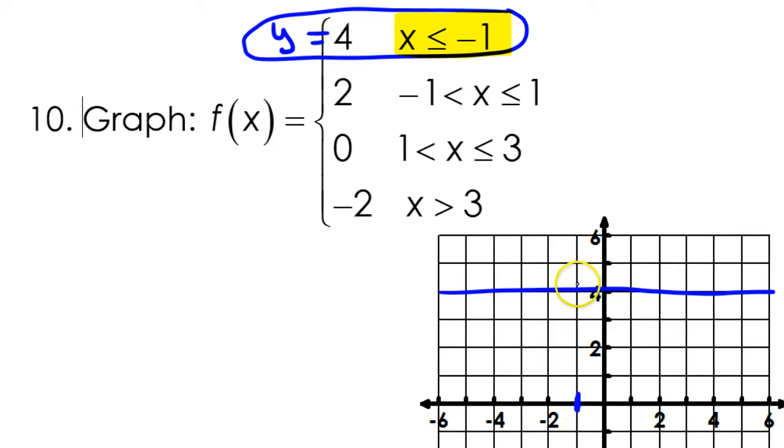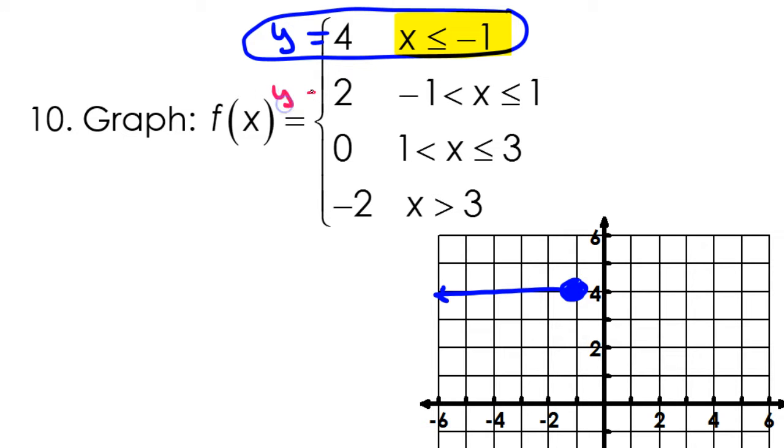See the x-axis? So I'm going to start here at -1. And so I'm only going to draw the part that is to the left of -1 because that's where the x values are less than -1. I'm making it a closed circle to show that it's equal to -1. So I'm going to start here and go to the left like this. Okay, so that's what this should look like. Now let's do the next piece.